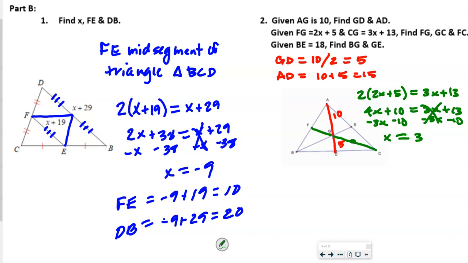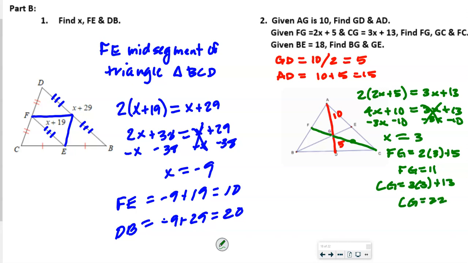So now we're going to plug that back in to find FG, GC, and FC. FG is equal to 2 times 3 plus 5. So that's 6 plus 5, so FG is equal to 11. So that means we expect GC to be 22. So CG, same thing. We're going to go 3 times 3, which is 9, plus 13 is, yep, CG was equal to 22, which means the whole length is going to be what? FC is going to be equal to those two parts added together, 11 plus 22, so it's 33.